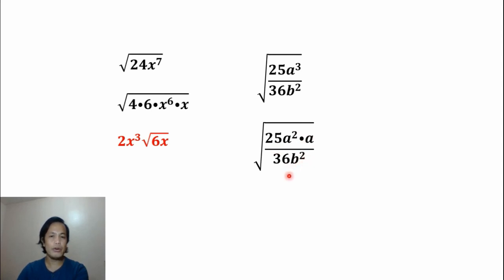Then we get the square root. The square root of 25 is 5. The square root of a squared is a, because 2 divided by the 2 in the index is 1, so there is an assumed exponent of 1. Then over the square root of 36, which is 6, and the square root of b squared is b. What shall remain in the radical is the square root of a, because this is not a perfect square.